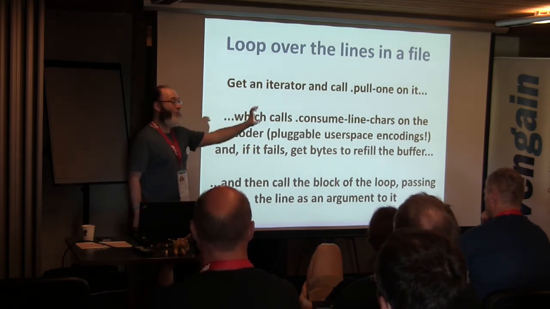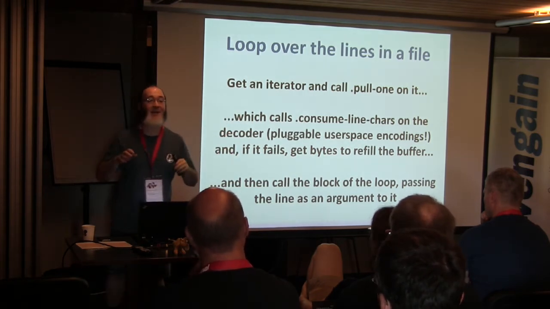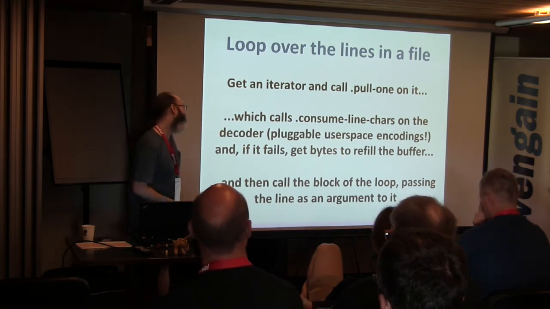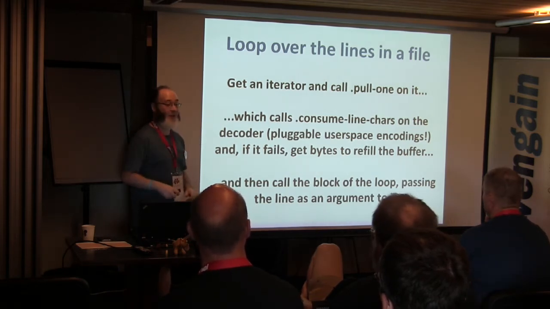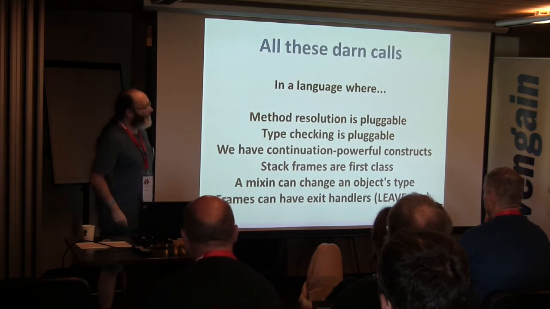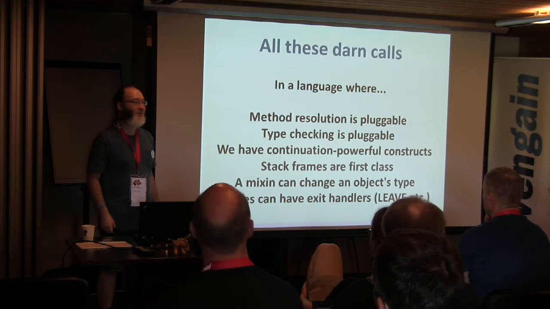and at that point then we need to invoke the loop. And if you've seen loops in Perl 6, you'll know that for loops basically are a case of map, so it really is a closure that we're invoking there. And we pass the line as an argument to it, and finally we can process the line. Whew. Okay, all these darn calls. It's a good job that calls can be so cheap in Perl 6.